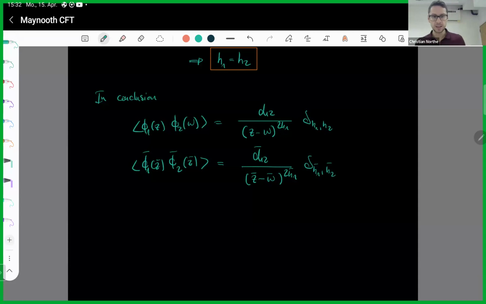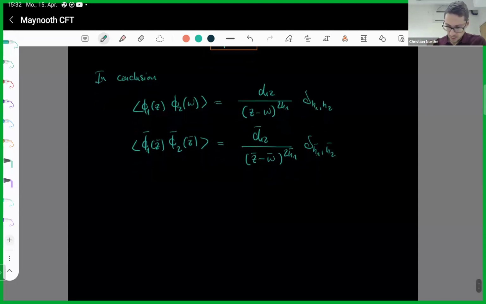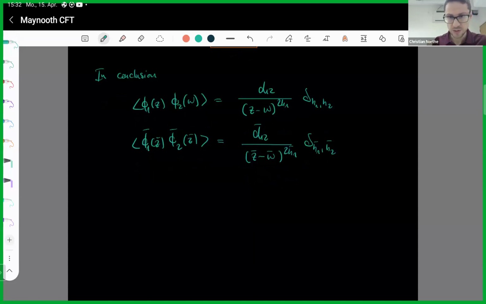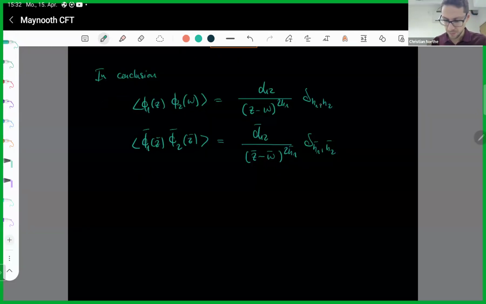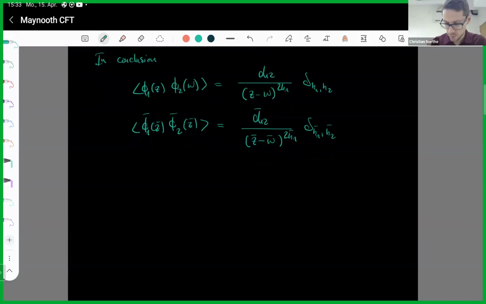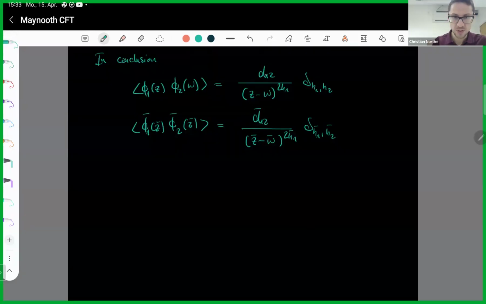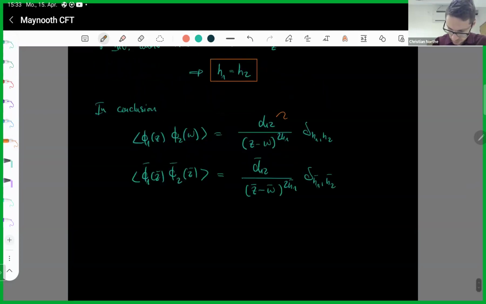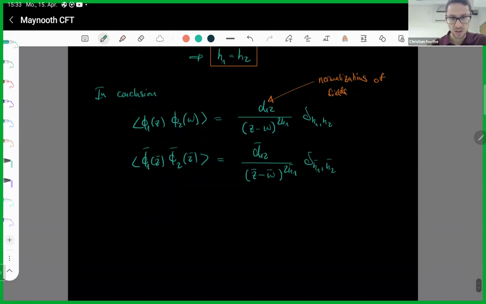Okay, so there are some remarks that we can make. This is an important result. The two-point functions in conformal field theory are completely fixed by conformal symmetry, up to one constant. And this constant is going to be the normalization. If I normalize the fields in a particular way, I can just get rid of these d12. So these are just normalizations of fields, which I'm going to keep around, but in practice, these are usually just set to 1.